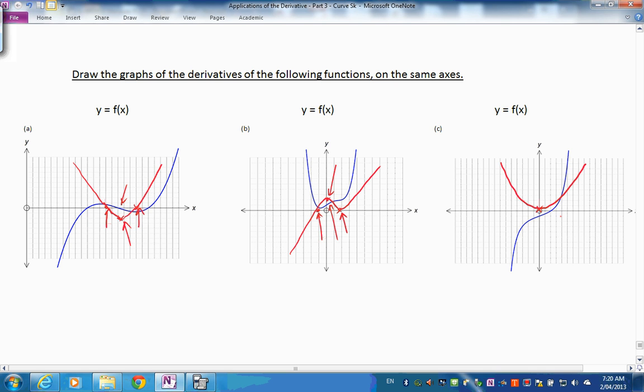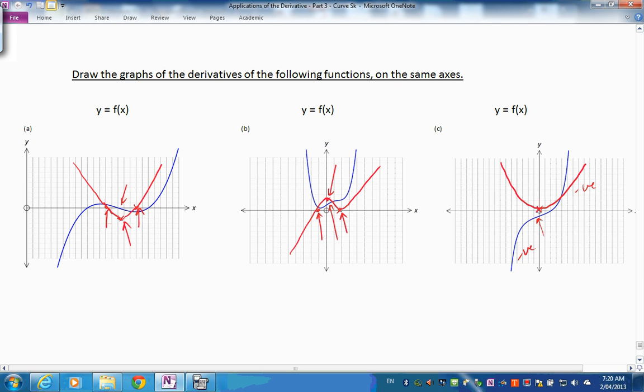This one's a bit plainer now. This is a point of inflection. That's going to be the minimum value because it's negative. Negative slopes to tangent, negative slopes there. So we're going to have that sort of graph for the derivative.